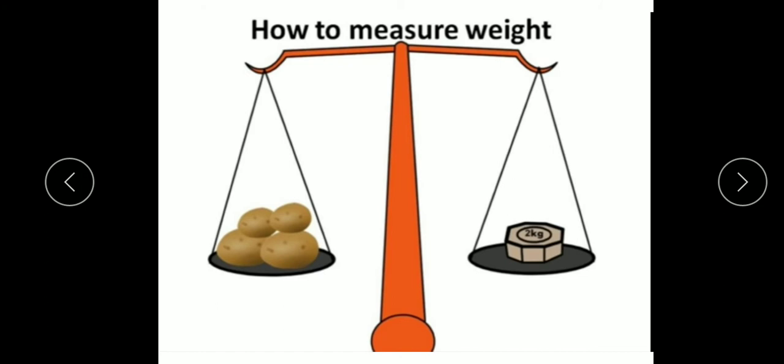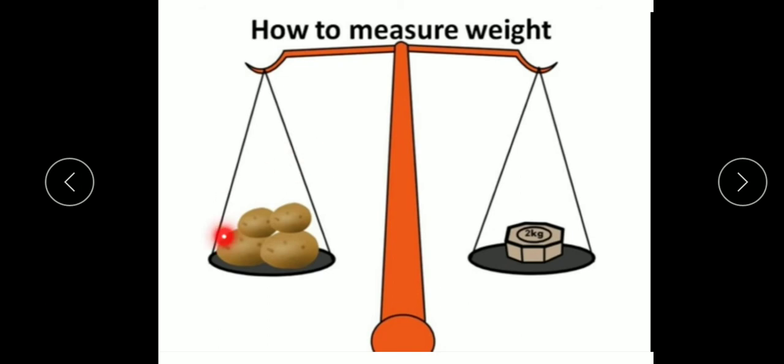So children, see this example. For example, we wish to buy 2 kg of potatoes, right? Then a metallic weight, this is your metallic weight, equal to 2 kg is kept on one side and potatoes on the other side. On this side we put potatoes, and on this side we put a metallic weight of 2 kg, because we want to buy 2 kg of potatoes.